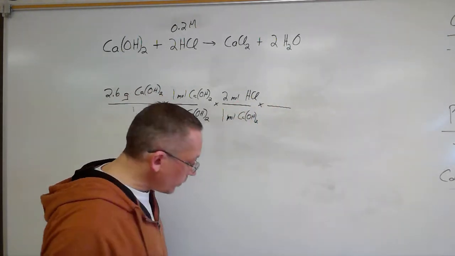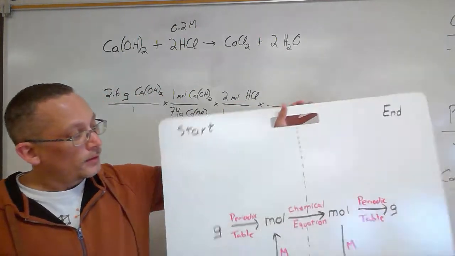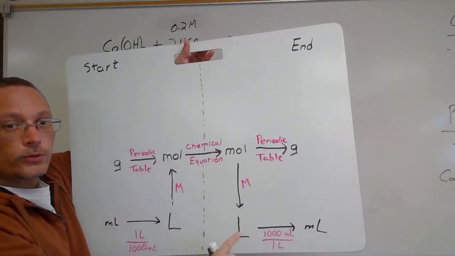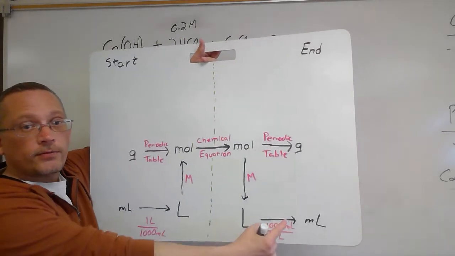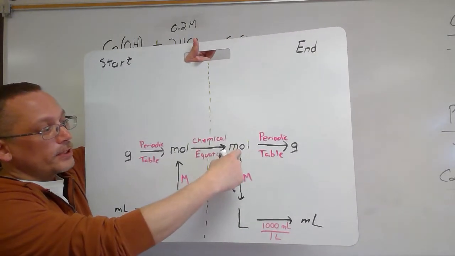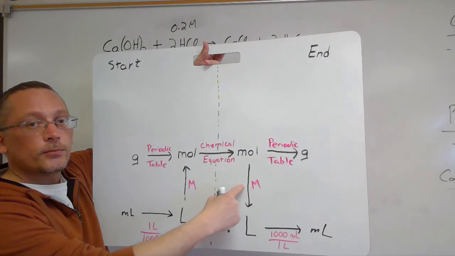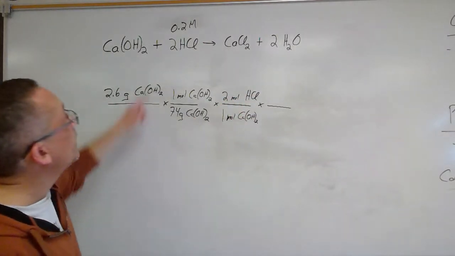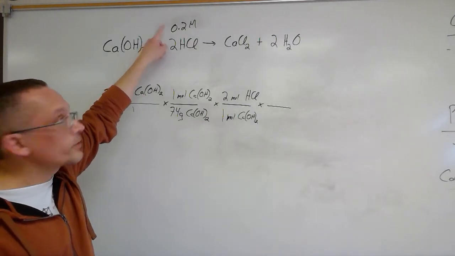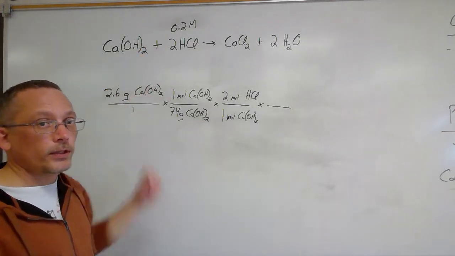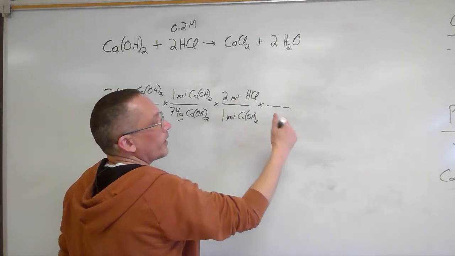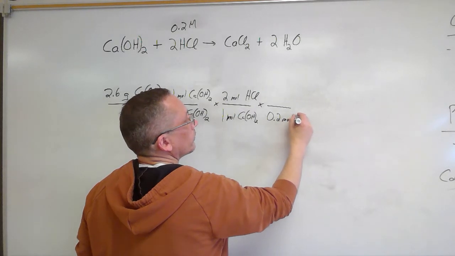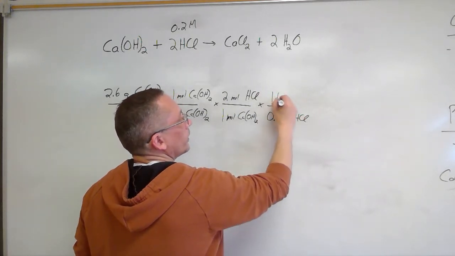Okay. Now that I got moles of HCl, I got a choice to make. Am I going to go towards grams or am I going to go towards liters? Well, the question asked me to find milliliters. So from here, I'm going to go this way. I'm going to use the molarity of that solution to get to liters. And the molarity was 0.2 molar. So that's 0.2 moles and 1 liter. I'm going to want the moles on the bottom. So 0.2 moles and 1 liter.